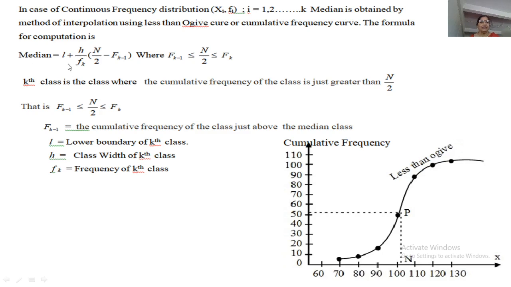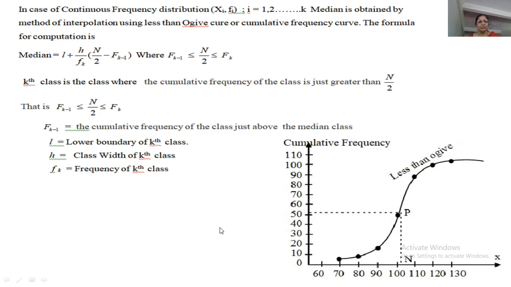So median is equal to L plus (h/Fk) times the bracket (N/2 minus F(k-1)). Each and every term has a special meaning. That means what we do is first locate the median class. The median class is the class in which your N/2 lies. So here 100 to 110 is the class in which your value of N/2 lies. Therefore 100 to 110 is called the median class, or kth class.